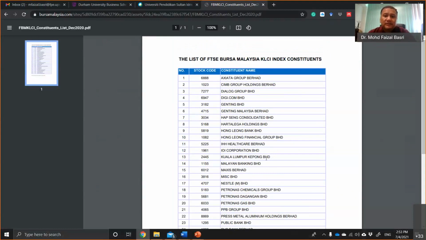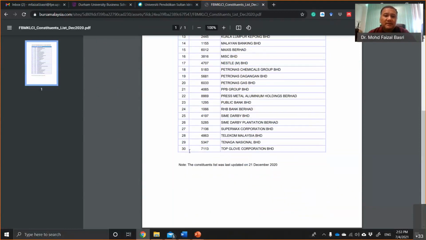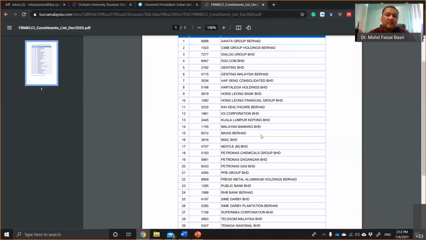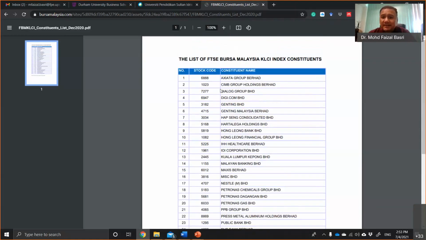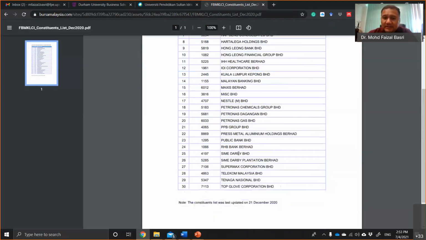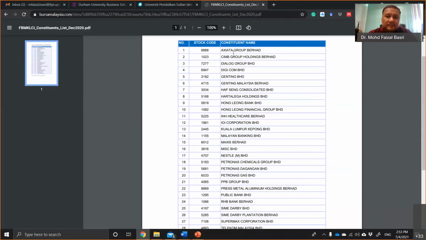So in Malaysia, this would be the top 30 companies in Malaysia as of December 2020 last year. This list can change from time to time depending on the performance of the companies. The listing is not based on performance. It is basically based on alphabetical order. Axiata is not the best company in Malaysia, for example. It's just alphabetical order, but these will be the top 30 companies in Malaysia.